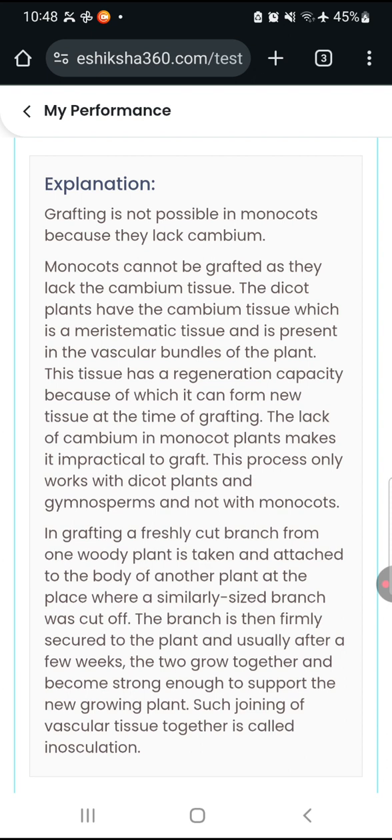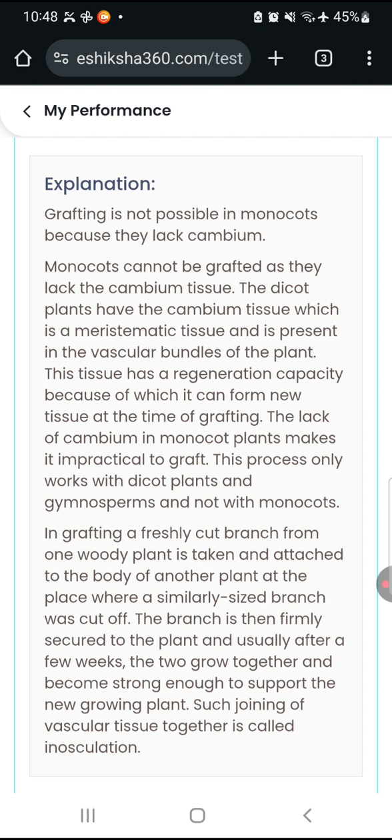The dicot plants have the cambium tissue, which is a meristematic tissue and is present in the vascular bundles of the plant. This tissue has a regeneration capacity, because of which it can form new tissue at the time of grafting. The lack of cambium in monocot plants makes it impractical to graft. This process only works with dicot plants and gymnosperms and not with monocots.